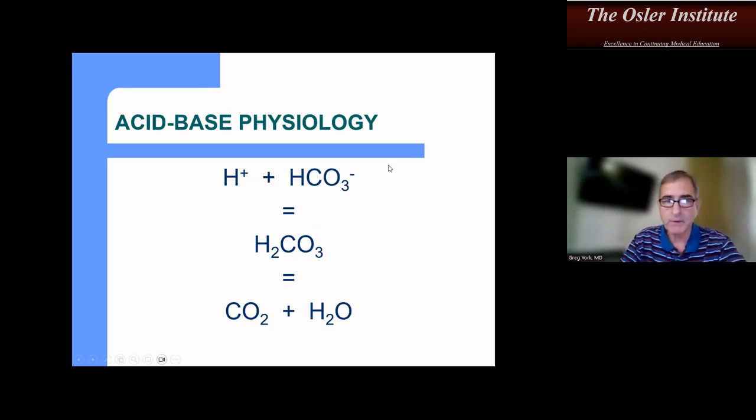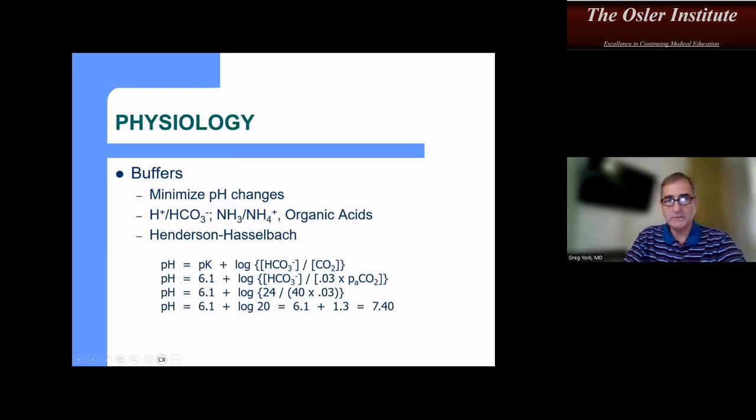Now we know that the primary buffer system in the body is the bicarb buffer system. You see that represented by this formula. We know buffers, the goal of a buffer is to minimize pH changes in the organism. There are other buffer systems. There's an ammonia-ammonium buffer system. Organic acids have buffer systems like acetic acid, stuff like that in our body. But the primary one that really is truly going to regulate our pH is the bicarb buffer system.